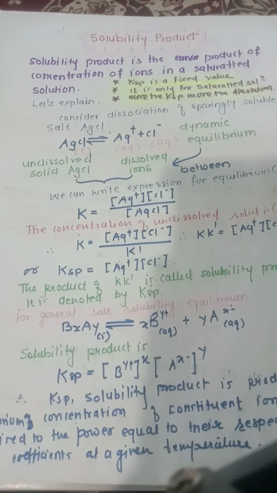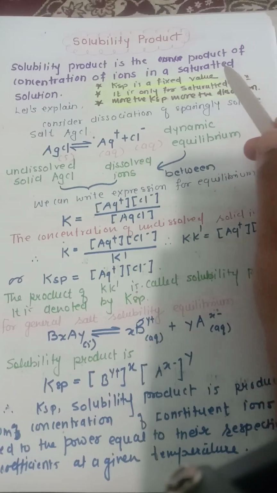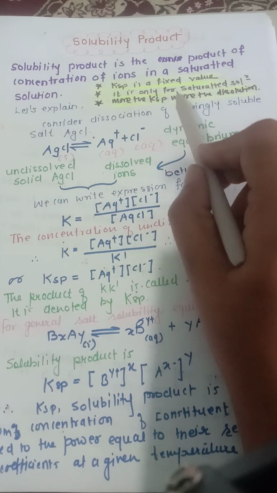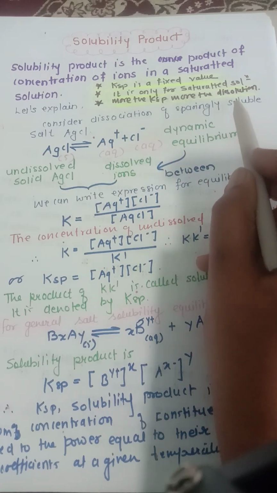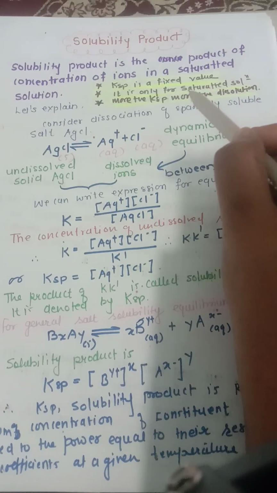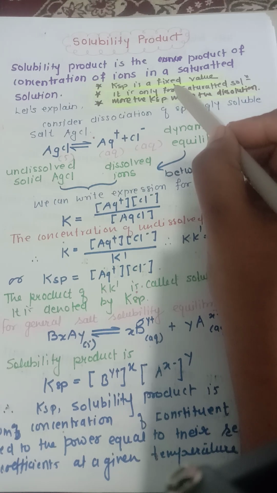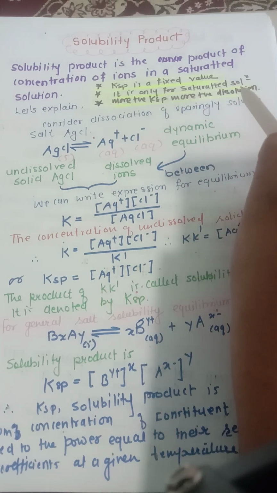So this is the solubility product, and the key point you should keep in mind is that Ksp is a fixed value and it is only for the saturated solution. The more the Ksp, the more the dissolution. Ksp is a fixed value. Why is Ksp fixed? It is fixed because it is defined for a saturated solution. It is only for the saturated solution, and the more the Ksp, the more the dissolution.